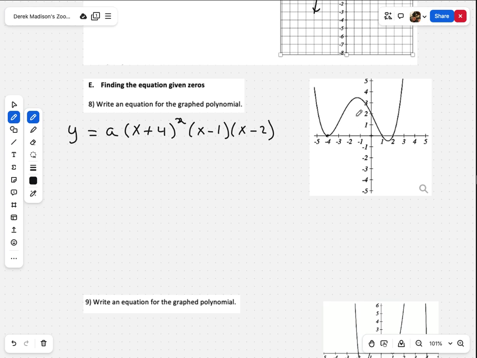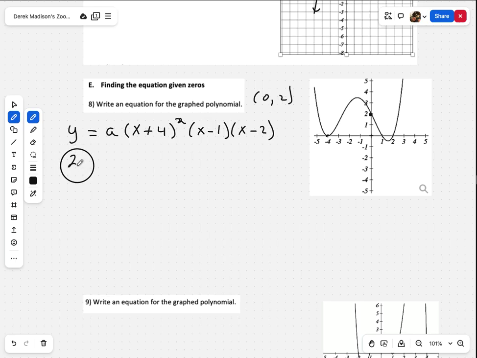And then the last thing we need is one clean point that we can read. So for us, it's often going to be that y-intercept. So when x is 0, y is 2. That gives me a point that satisfies the equation I'm trying to write, and then I can just plug that in for x and y and use that to solve for a.